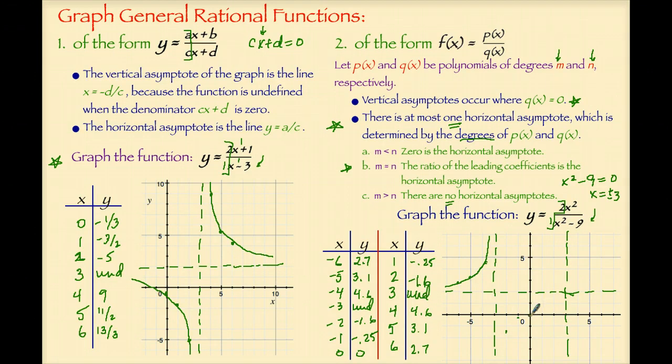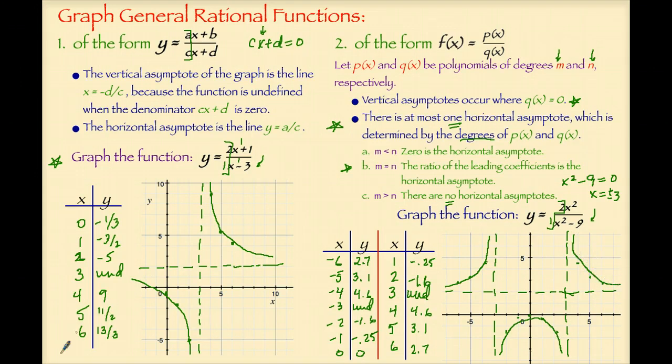On the inside of the two vertical asymptotes, we have negative 2, negative 1.6, negative 1, negative 0.25, 0, 0, another negative 0.25 at 1, and then 2 gives us negative 1.6 again. Here is the branch on the inside of the two asymptotes, and on the other side we have 4 is going to be 4.6, which is approximately here. We have 5 is 3.1, which is about right there, and 6 is 2.7, which is about right here. Our last branch.